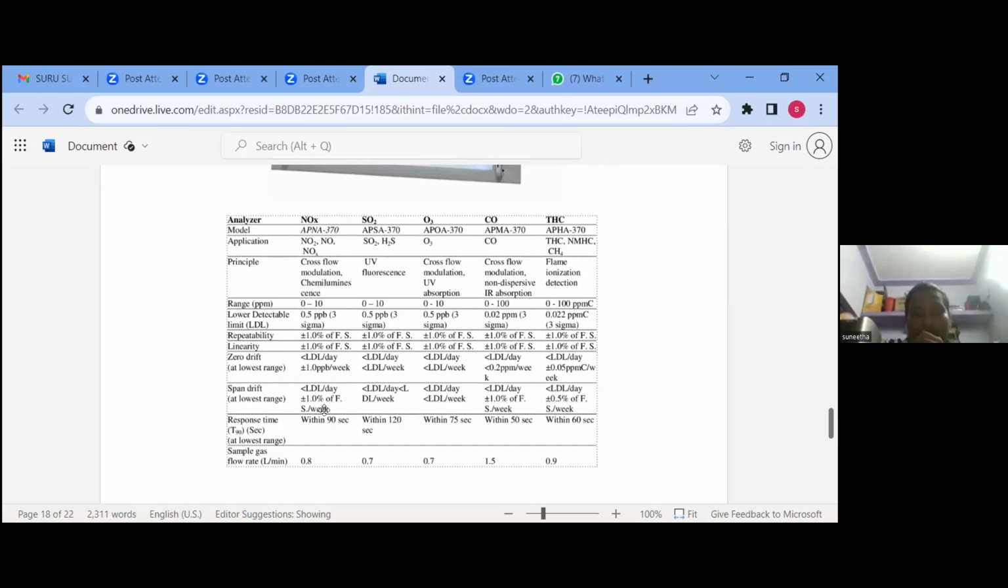And another one is response time. Within 90 seconds we have to detect this gas. And for sulfur dioxide it is within 120 seconds. And for ozone and carbon dioxide 75 and 50, and for this one it is 60 seconds.